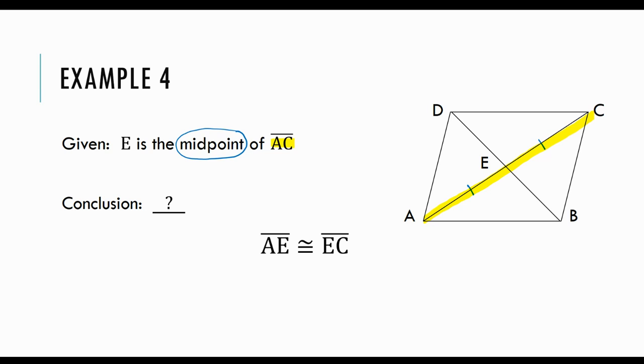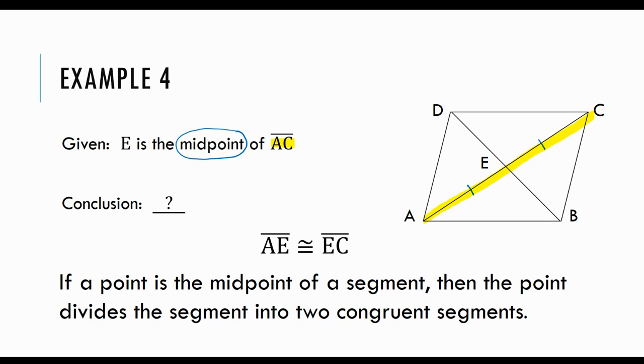Well, in an if-then sentence, the given started with a midpoint. So I know I need to use the word midpoint in the if part of our sentence. The then part is what we're concluding. Well, we're concluding that we've created two smaller congruent segments. So here's our justification. If a point is the midpoint of a segment, then the point divides the segment into two congruent segments.